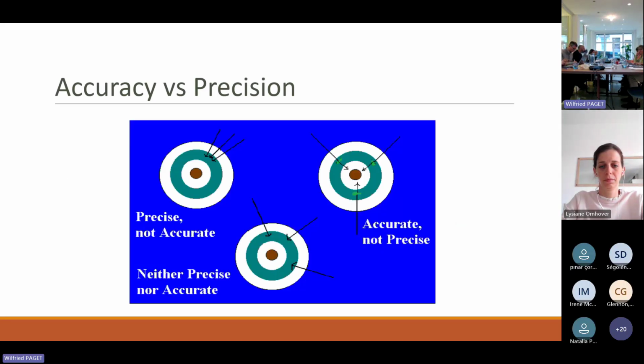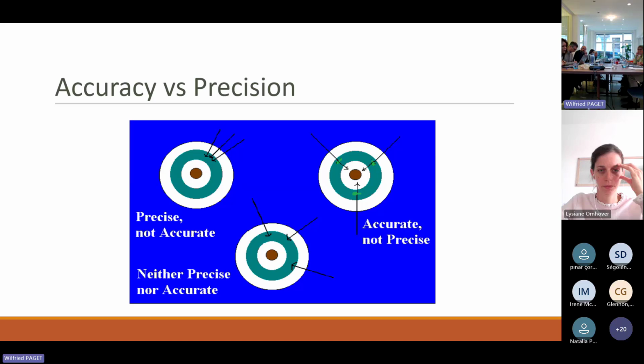Measurements can be accurate but maybe not so precise, or they can be precise but not accurate, or they can be neither accurate nor precise. The best way to explain is by this diagram of the target. In the first example on the left, the measurement is precise, because you have three measurements that are very close to each other. Therefore it can be considered precise, but it is not accurate because we are not close to the true value, which is the center.